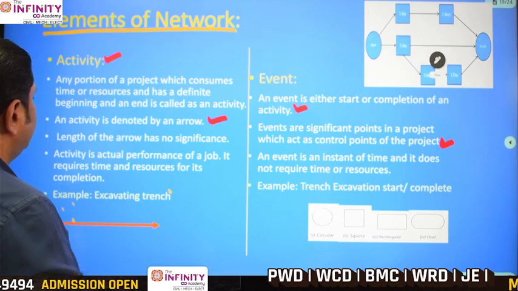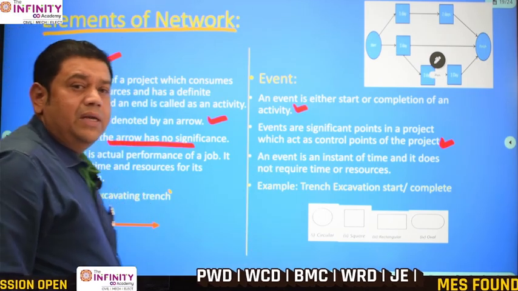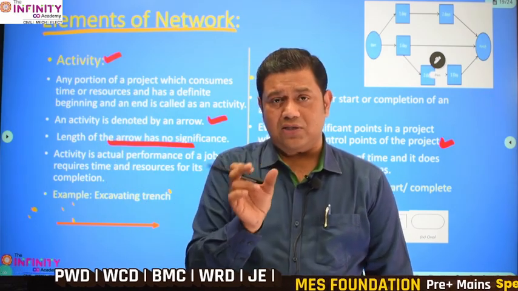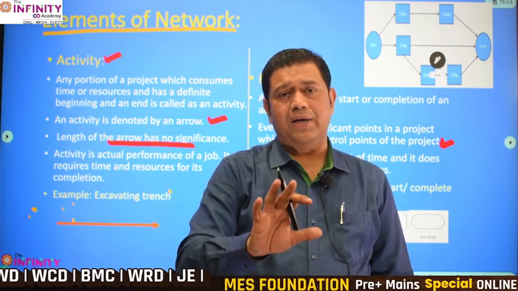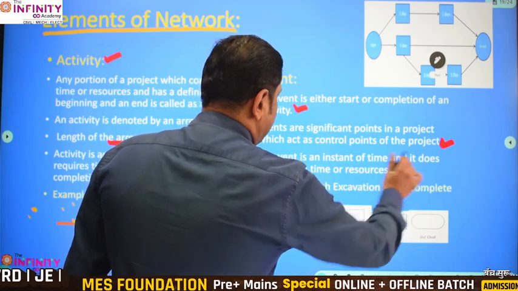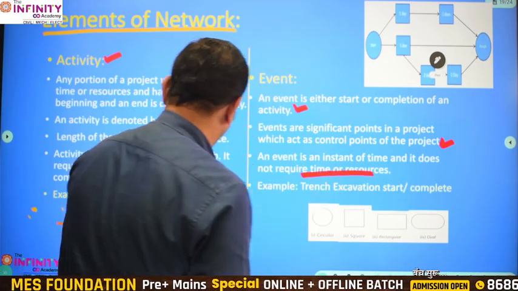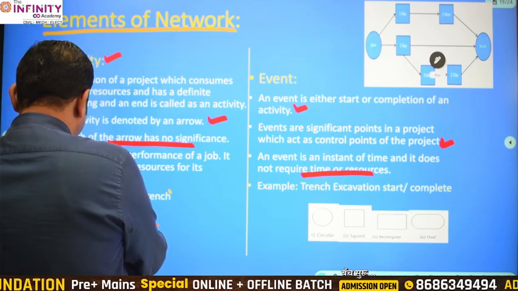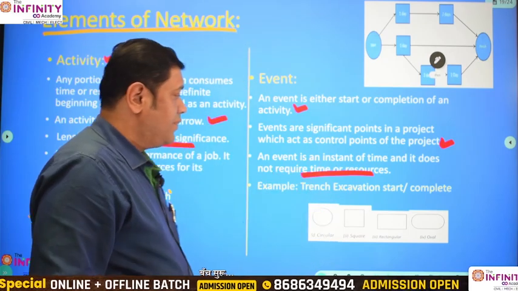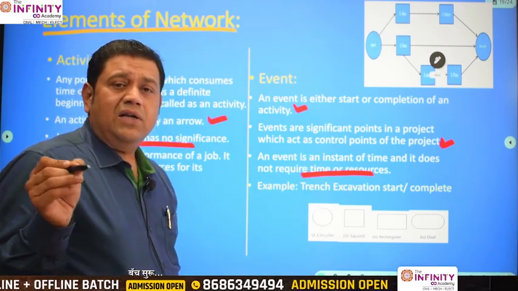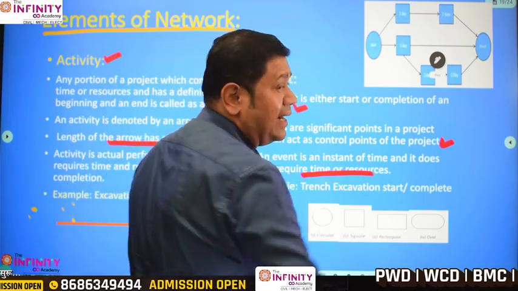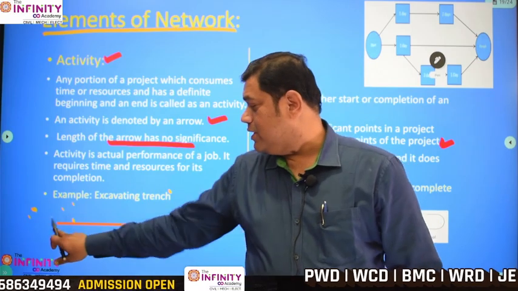Alright. The length of the arrow has no significance. Meaning, whether the arrow is short or long doesn't mean the short arrow has less duration and the long arrow has bigger duration. No, there is no relevance. An event is an instant of time and does not require time and cost as a resource. Again, the example I have given is excavation of the trench and completion of the trench excavation. The event is denoted by a node in various shapes, which can be circular, rectangular or oval. However, the activity is represented by an arrow.